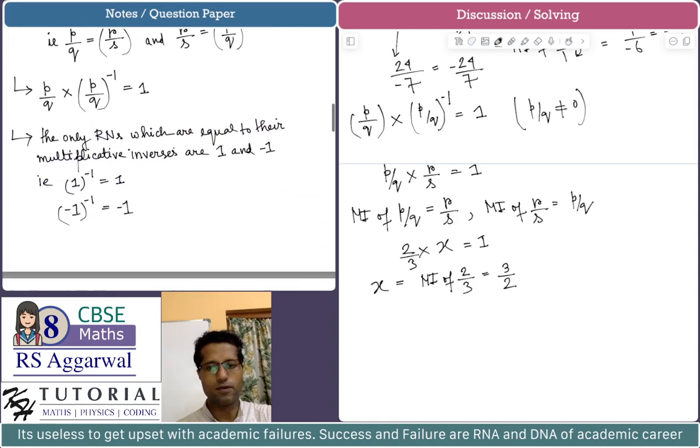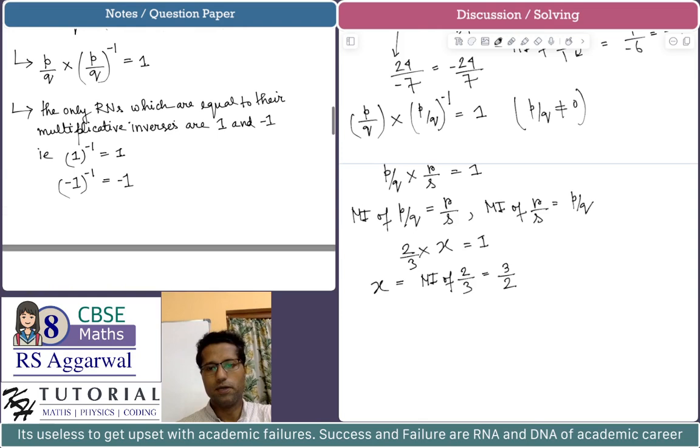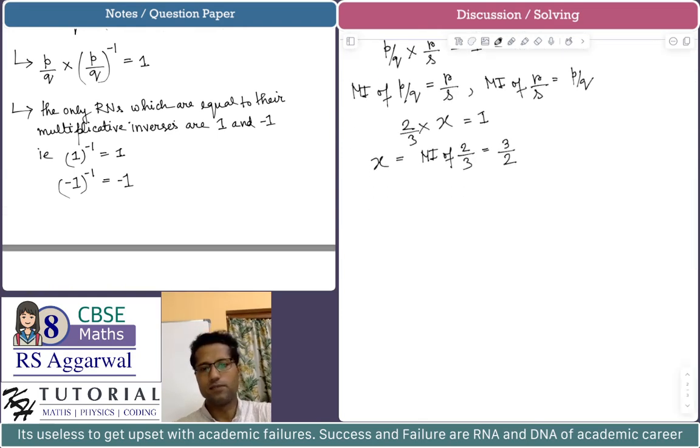And okay, so one important thing is that there are only two rational numbers which are equal to their multiplicative inverse. Only two rational numbers, and these numbers are 1 and minus 1. So what is the multiplicative inverse of 1? It is 1. We know the notation is 1 to the power minus 1, but actually mathematically the formula is 1 by the rational number, which is 1, which is equal to 1. So you see the multiplicative inverse of 1 is equal to 1.